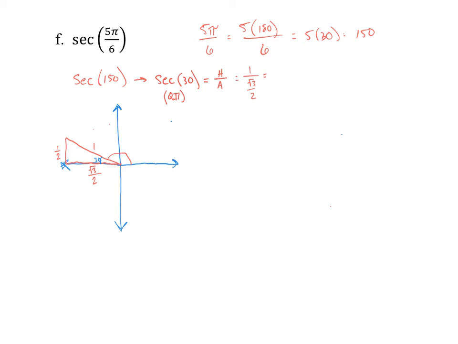I can do keep, change, flip, which just gives us 2 over radical 3. But I can't leave it like that because that's got a radical in the denominator, so I have to multiply it by radical 3 over 3, which leaves me with 2 radical 3 over 3. And the last thing I have to do is consider the signs, using the mnemonic. In quadrant 2, sine and cosecant would be positive, so secant would be negative.